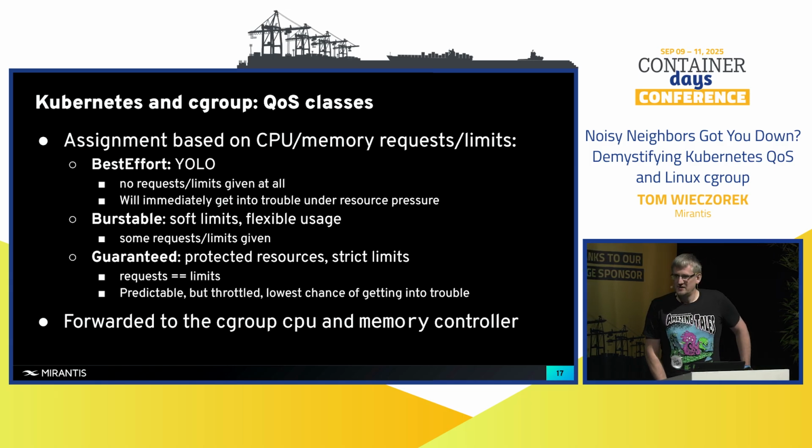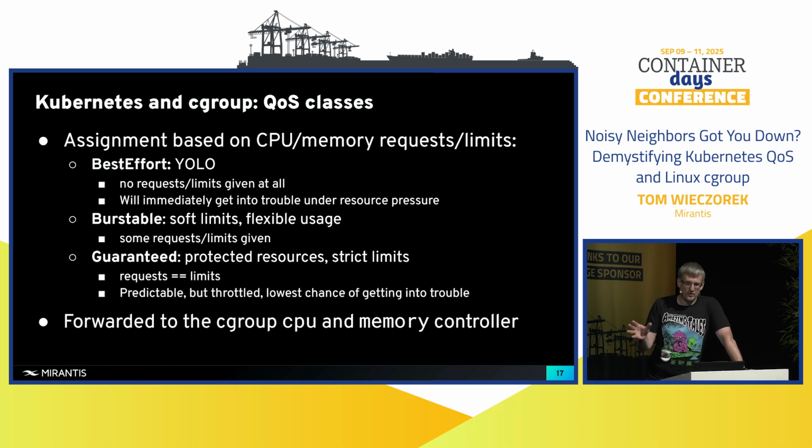Then we have the other extreme, which is the guaranteed QoS class, which is basically requests equal limits. In this case, you're basically blocking those resources on the node itself, but you cannot exceed them either. So this is guaranteed. If you set resource requests and limits identical to, say, 2 CPUs and 5 gigabytes, then you will have those 2 CPUs and never more. So this is already a trade-off, because you cannot burst.